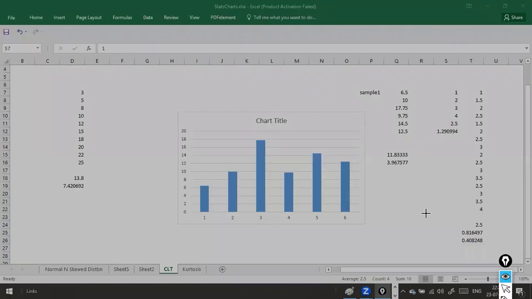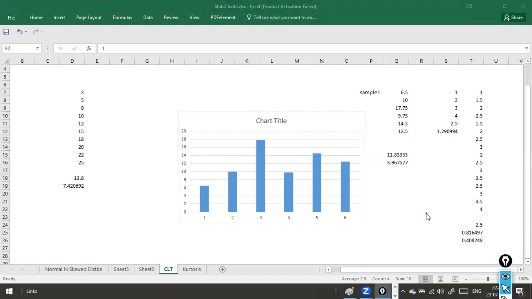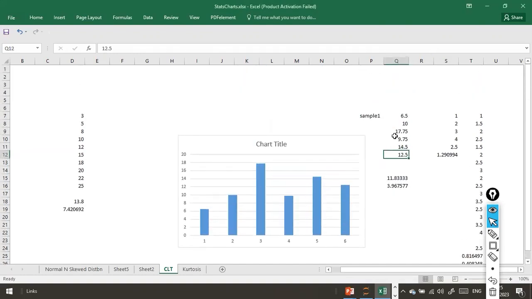So in this case, what happened? In this example, I have taken a few samples here.